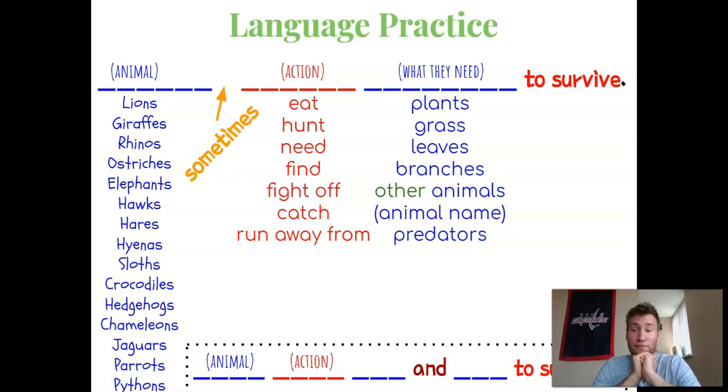I bet my dolphin ELD group is going to have the best sentences. I pretty much know it, actually.